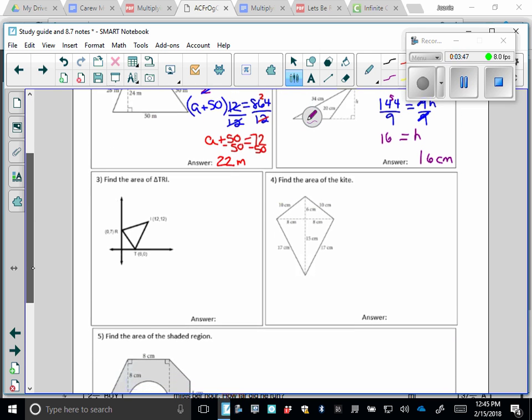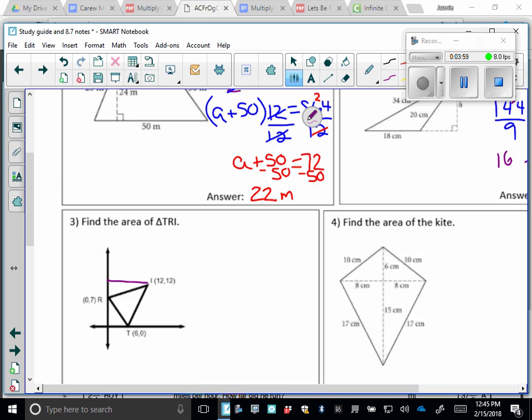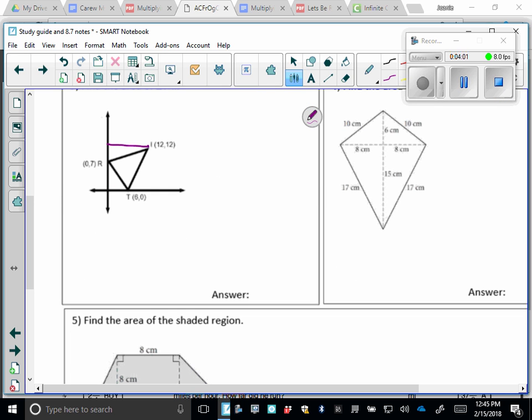Let's look at the next problem. We're going to zoom in here so you can see a little bit better. Since this figure is not a right triangle and you don't have the lengths of all the sides, the easiest way to do this is figure out the area of the square. It's a 12 by 12. And subtract out the area of these 3 triangles.